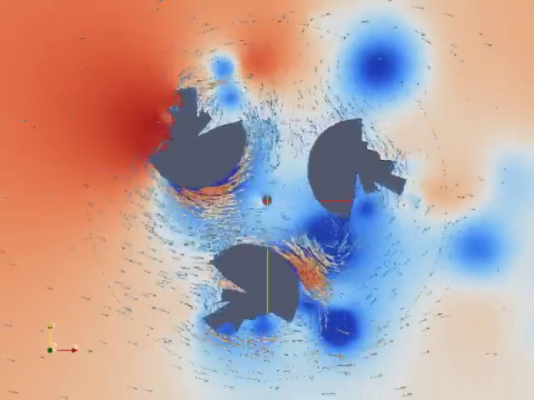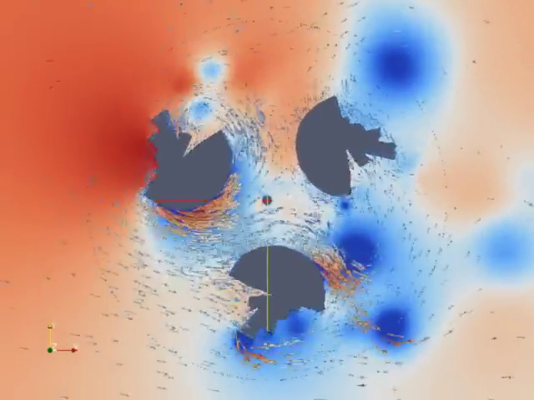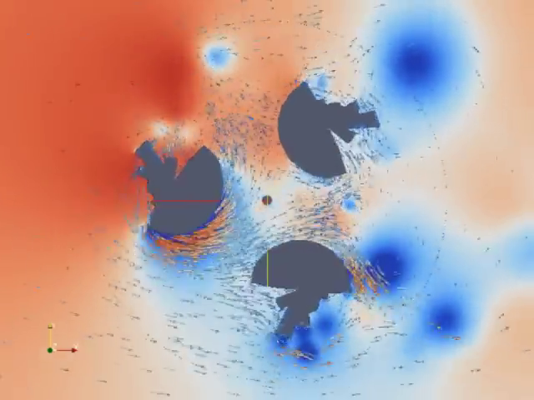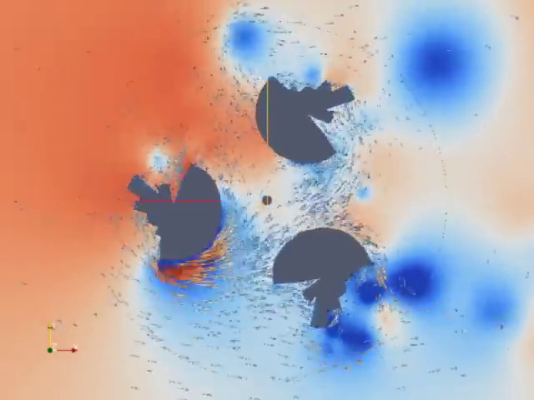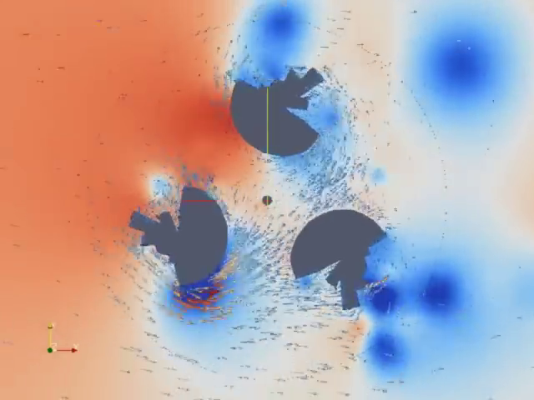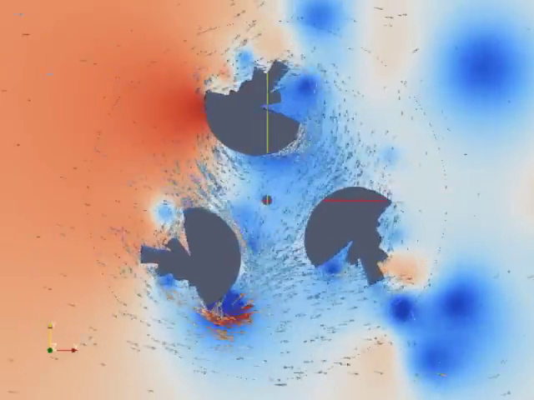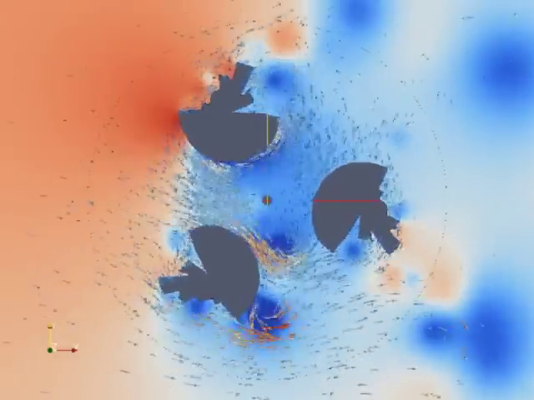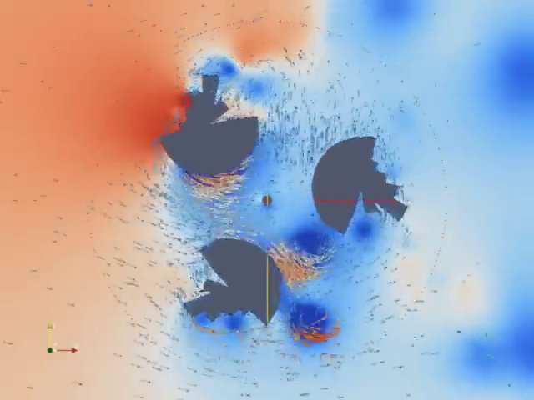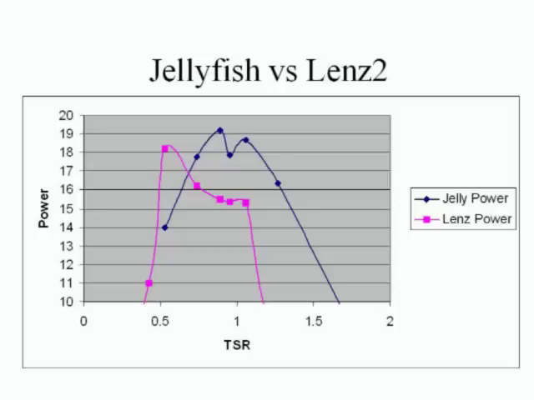I should probably make it clear that beating the lens in a 2D simulation doesn't necessarily mean that this blade is going to be better in real life. The lens is tried and true technology, and there are a lot of turbines out there making real power. Until this one's built and spinning on a real turbine, we don't know. This graph shows the power output versus tip speed ratio for the lens and for the jellyfish.